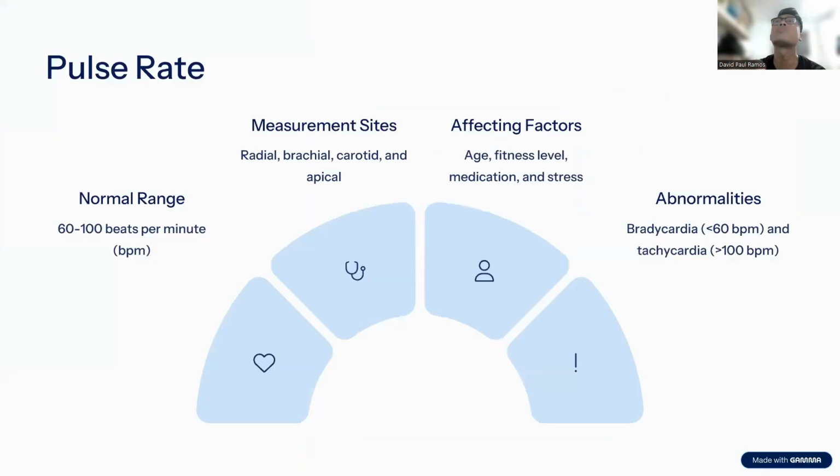Next, pulse rate. A normal pulse rate is 80 to 100 beats per minute. We usually assess it in sites like radial, brachial, carotid, and apical arteries. Pulse can also vary with age, fitness, medication, or emotional state. Be alert to abnormalities like bradycardia, which refers to a slow pulse, which is less than 60 beats per minute, while tachycardia is a fast pulse over 100 beats per minute. Both can signal underlying health problems.